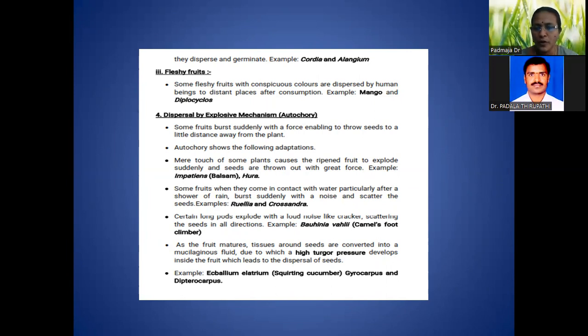This is beautiful, we can clearly see in the fruit itself, they have the mucilaginous fluid. The fluid is coming outside, due to this water and also this turgor pressure. In Ecballium elaterium, the squirting cucumber, we can clearly observe this. And Gyrocarpus and Dipterocarpus, this type of mechanism, where a pressure of fluid is coming outside from the fruit.